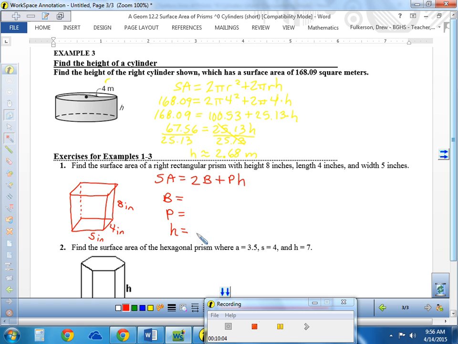I like to start off with the easiest one, which is height. Here it's pretty easy. Our height is just 8. It told us that up here in the prompt. From there, we need the perimeter of the base.